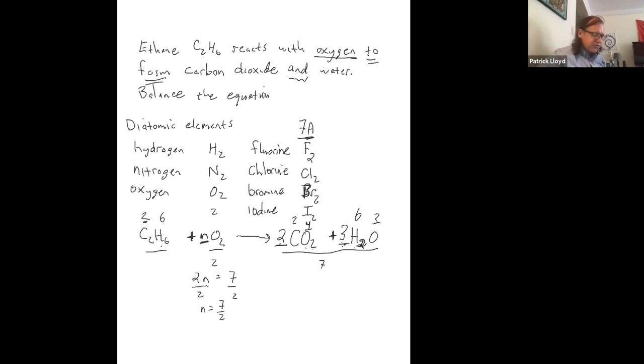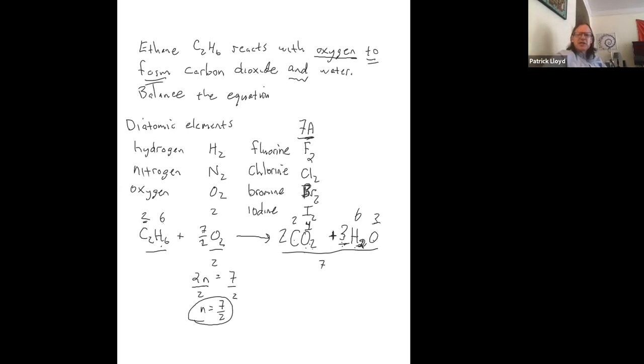And that is actually correct. If you have 7/2 O2, that actually works out. You can check it. 7/2 times 2 is 7. 2 times 2 is 4. 3 times 1 is 3. 4 plus 3 is 7. So it actually works out. But notice you have a fraction here. The coefficient is a fraction.